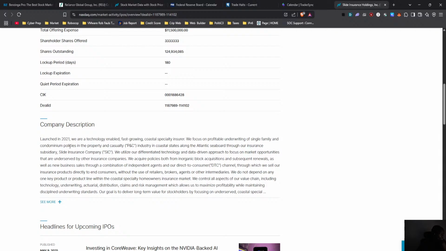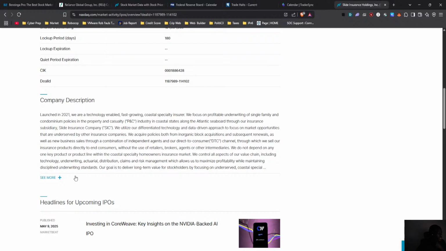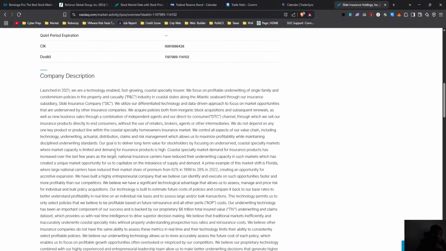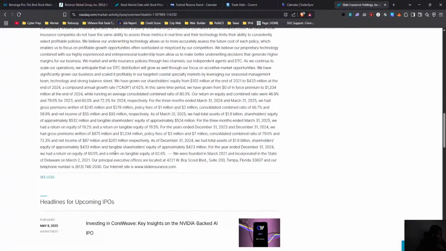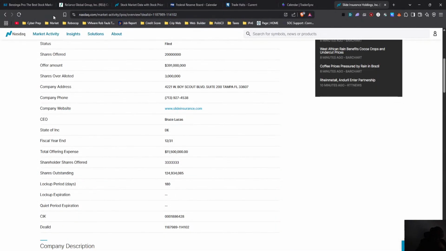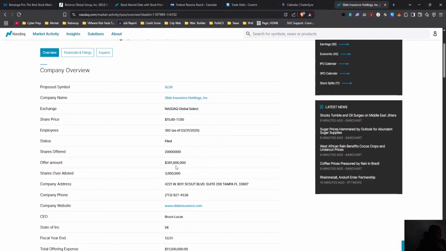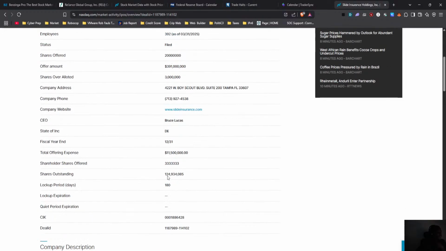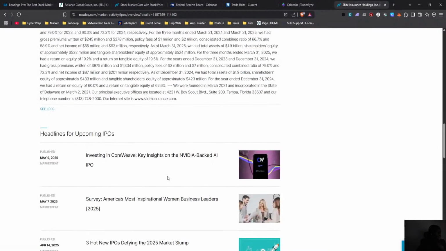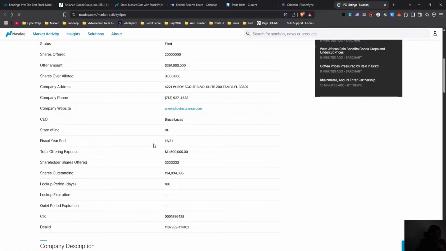Launched in 2021, we're a technology-enabled, fast-growing coastal specialty insurer. Okay, so they're not going to have a really big market if they're a specialty insurer. We focus on profitable underwriting of single-family and condominium policies in the property and casualty industry in coastal states along the Atlantic seaboard. Let's see how that opens up. It's a pretty low share count, 3 million shares, so it could be a little hot. Let's see what else we got.